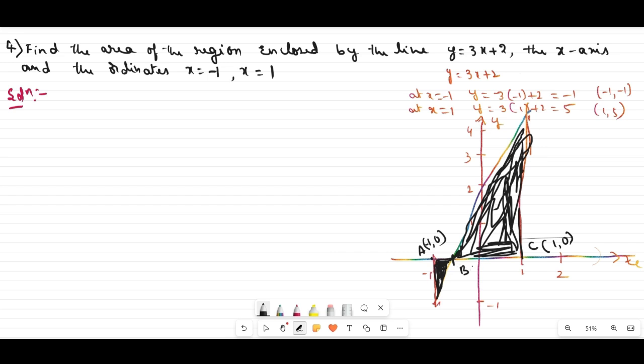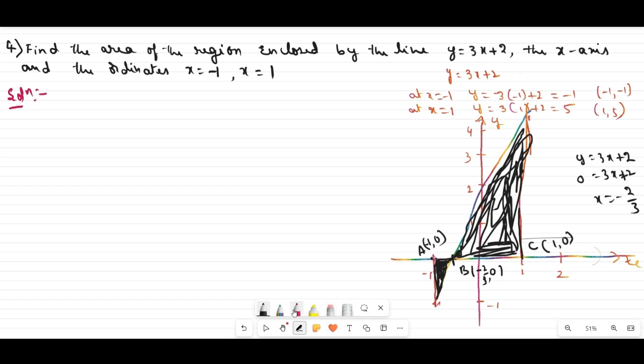Since the point is lying on the x-axis, obviously the y coordinate is 0. Apply this in the given curve. Well, what is the curve? y is equal to 3x plus 2. When y is equal to 0, 3x plus 2 equals 0, so x is equal to what? Minus 2 by 3. See, so we got this point as (minus 2 by 3, 0). See, from here to here and from there to 1.